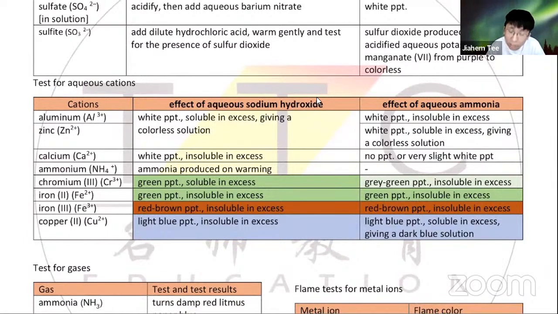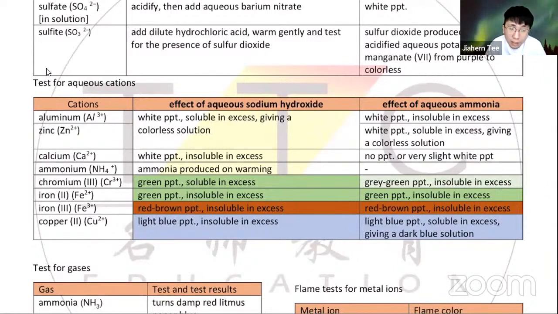By adding sodium hydroxide, you can get most of the answers, because you see chromium(III) is green precipitate, but soluble in excess. Iron(II) is green precipitate, insoluble in excess. Iron(III), red brown precipitate, insoluble in excess. Copper is light blue precipitate, insoluble in excess. So from here, by adding sodium hydroxide, you easily get all the colored ions coming out, very simple. Then you see that calcium is white precipitate, insoluble in excess. Okay, then after adding ammonia, it becomes no precipitate or very slight white precipitate.